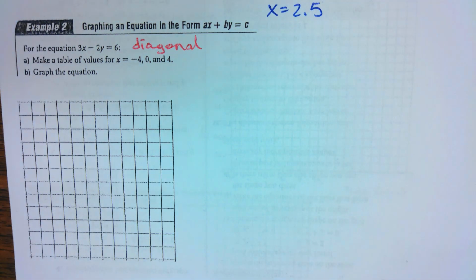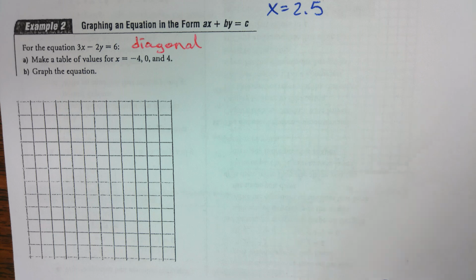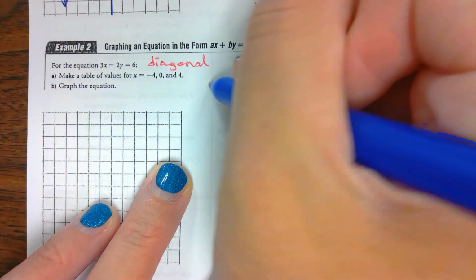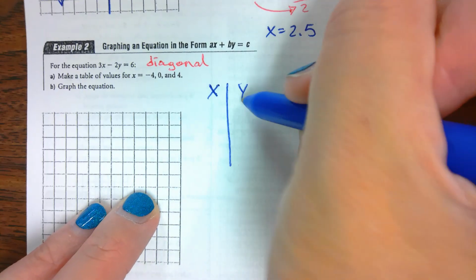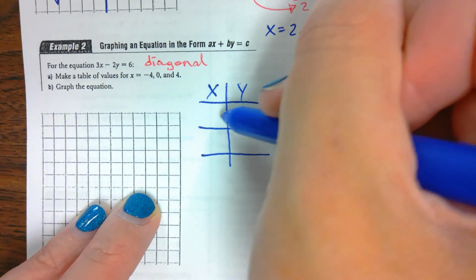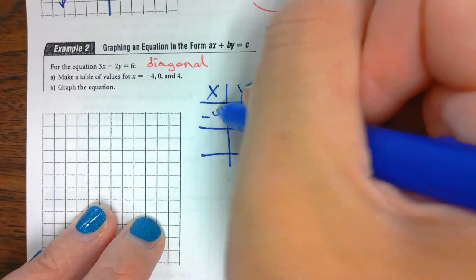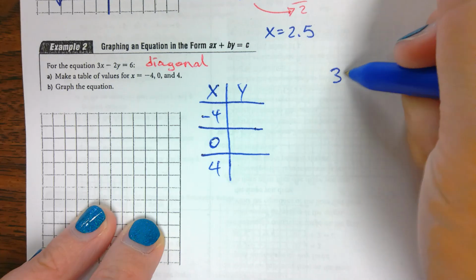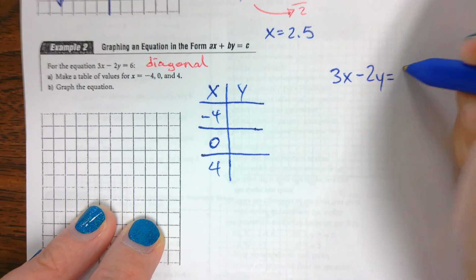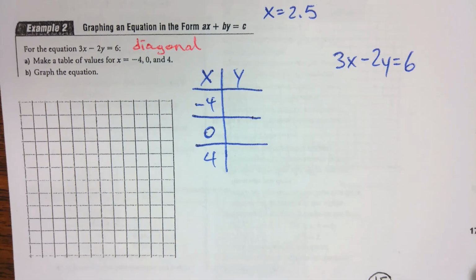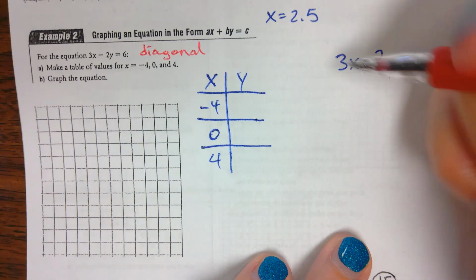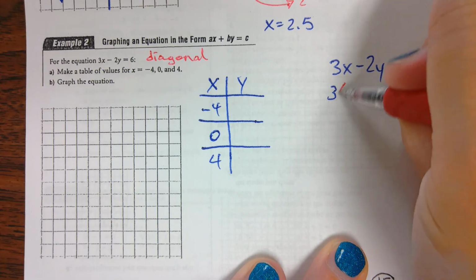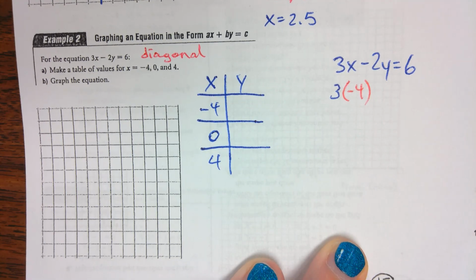Okay. So let's prove ourselves. Let's prove it using a table of values. So we have x, y, 3 values, -4, 0, and 4. This is my equation: 3x minus 2y equals 6. Okay, I'm gonna replace the x with a -4.